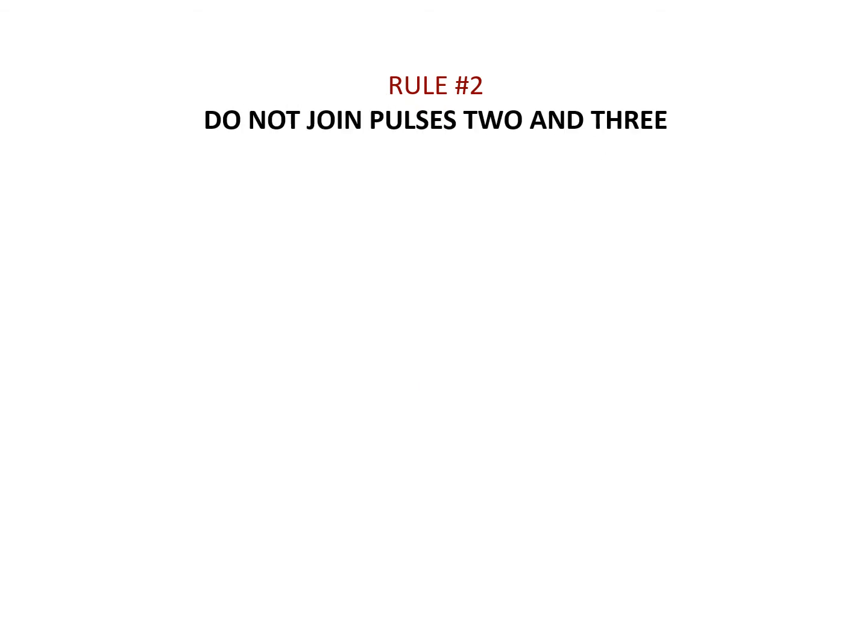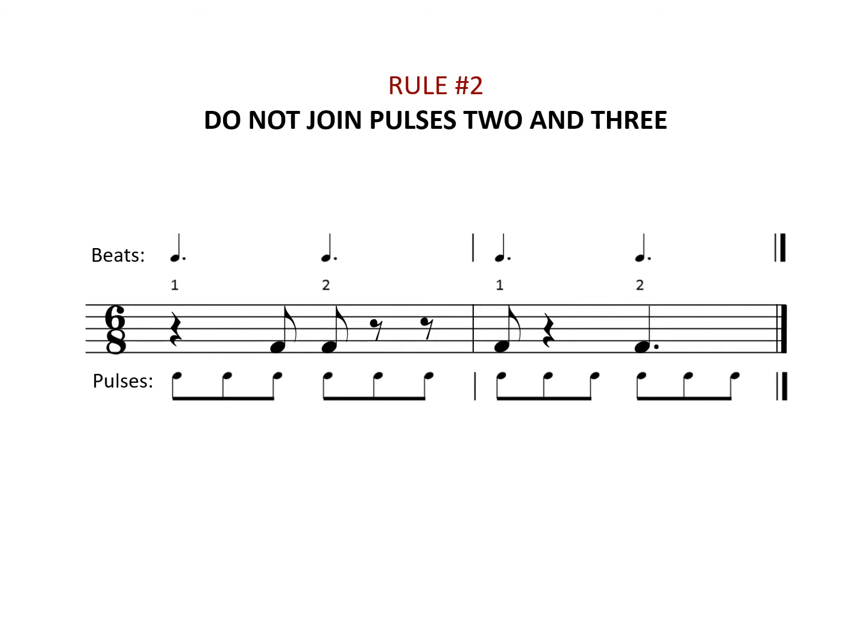Rule number 2, do not join pulses 2 and 3. When adding pulses to complete a compound beat, the first 2 pulses may be combined into one rest, but 2 separate rests must be used for the second and third pulses.